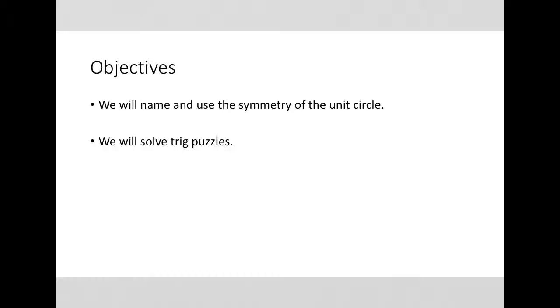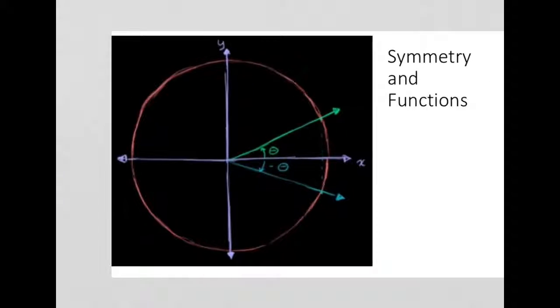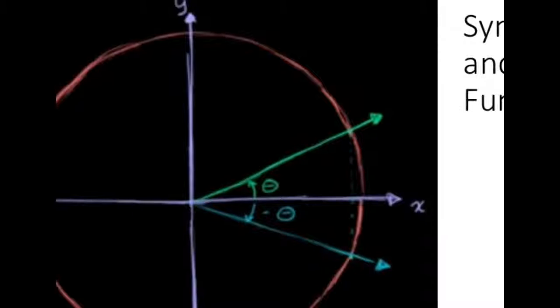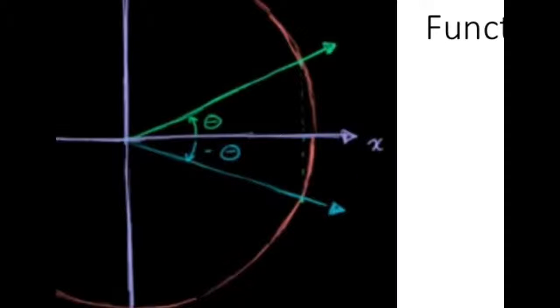Okay, so what we want to do with the rest of this video is be specific about the symmetry that we've noticed in the unit circle, and we're going to look at a couple trig puzzles. So, look at this. We have some generically labeled unit circle. We have that green angle, which is just some positive theta value, and then we have that turquoise angle, which is the same angle but in the negative direction, so it's negative theta.